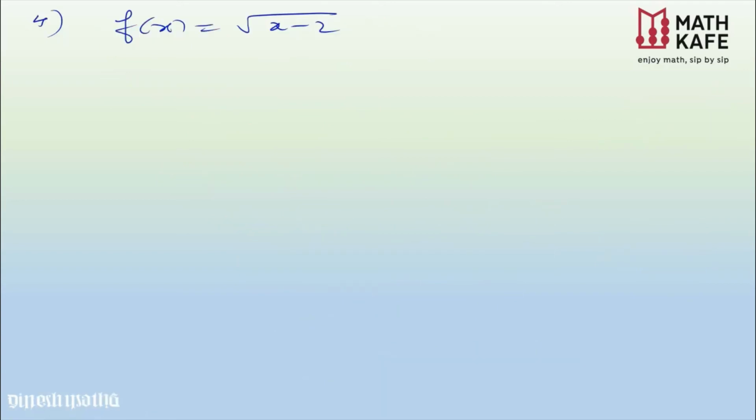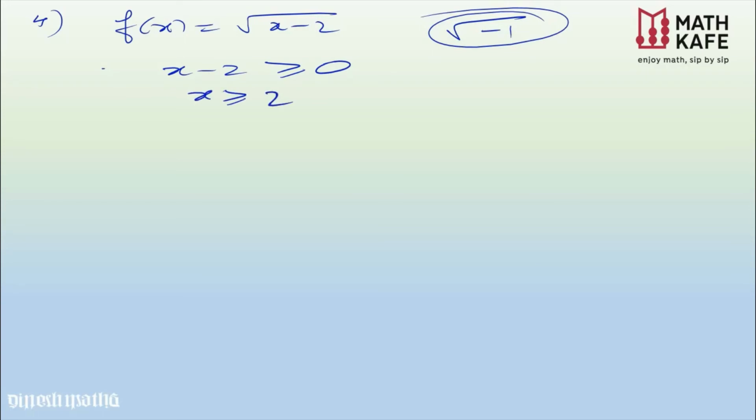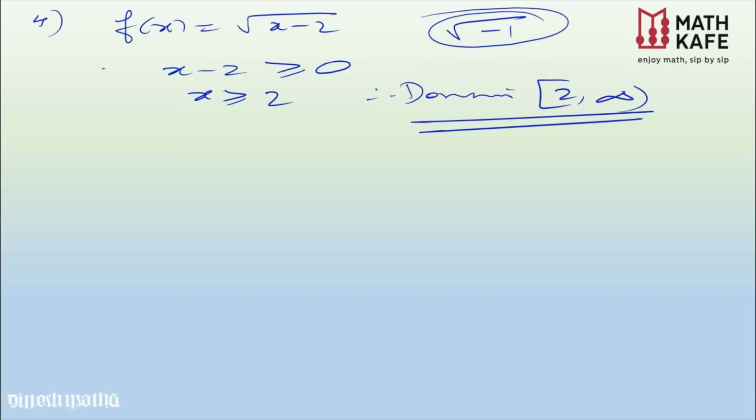f of x is equal to root of x minus 2, and you need to find the domain and range. As I said, you cannot find the root of negative numbers. That says clearly the number under the root must always be greater than or equal to 0. So this f of x will be defined only when x minus 2 is greater than or equal to 0. That says x must be greater than or equal to 2. Therefore, your domain will be all the values which are greater than or equal to 2. Now for the range, you have different methods, and I'm showing a simple method which will help you to get the answer.